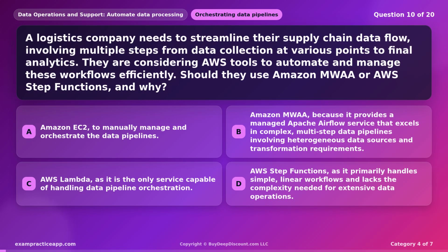Question 10. A logistics company needs to streamline their supply chain data flow, involving multiple steps from data collection at various points to final analytics. They are considering AWS tools to automate and manage these workflows efficiently. Should they use Amazon MWAA or AWS Step Functions, and why?